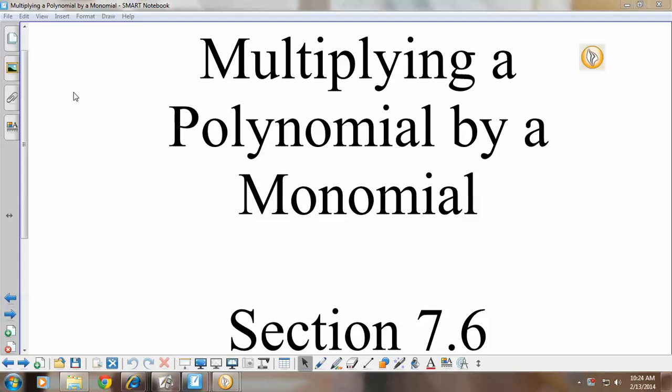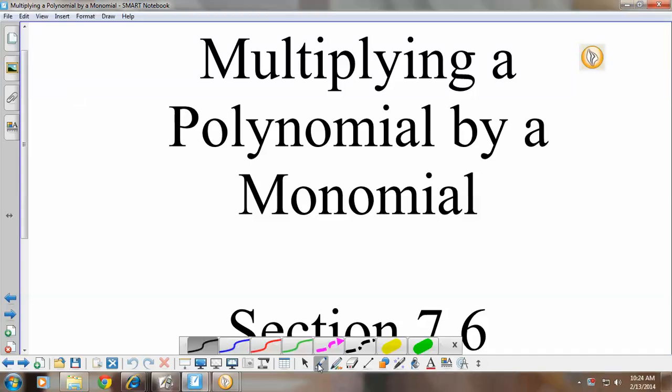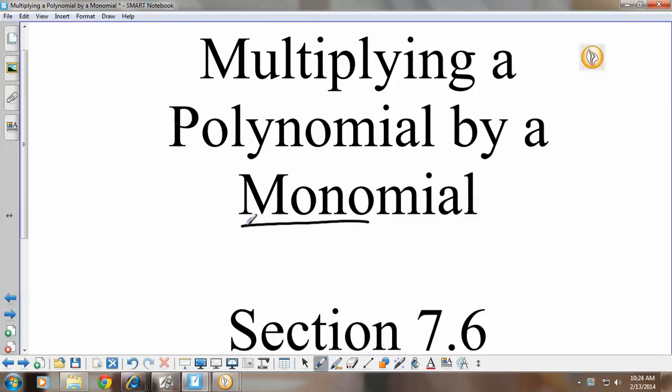Okay, so this section is on multiplying a polynomial by a monomial. What did we say yesterday a polynomial is? Many terms. We're going to take many terms and multiply them by a monomial. Do you know what a monomial is? We talked about those. I'll give you a hint, that prefix tells you: mono means one, doesn't it? We're going to take a big expression and multiply it by one term.